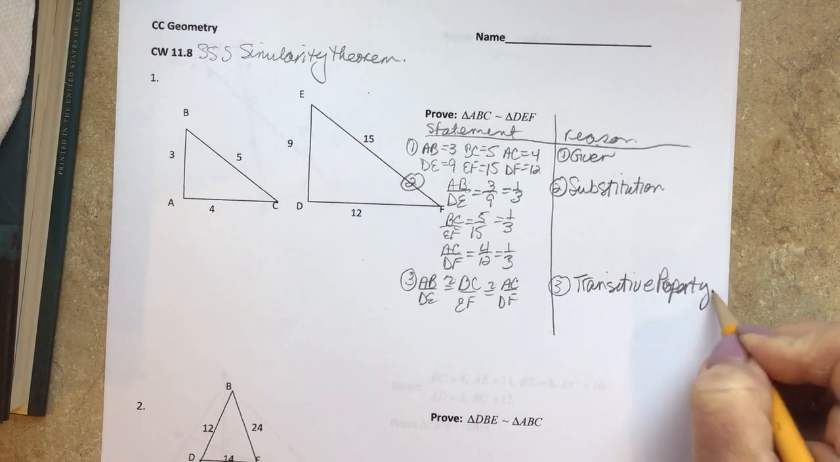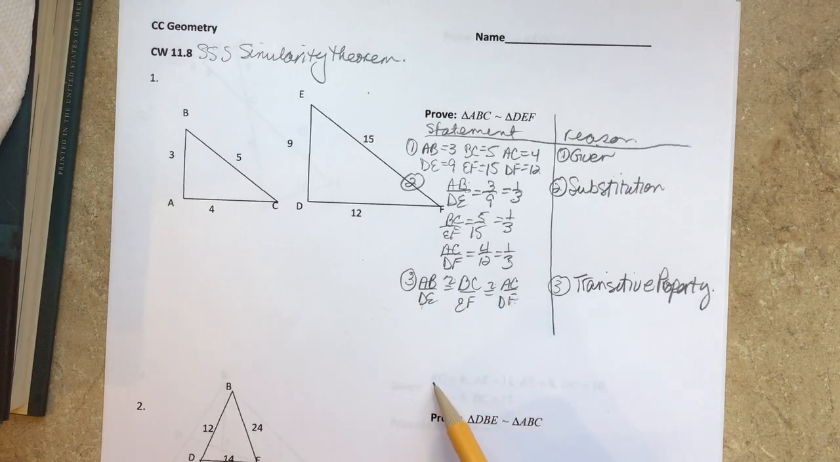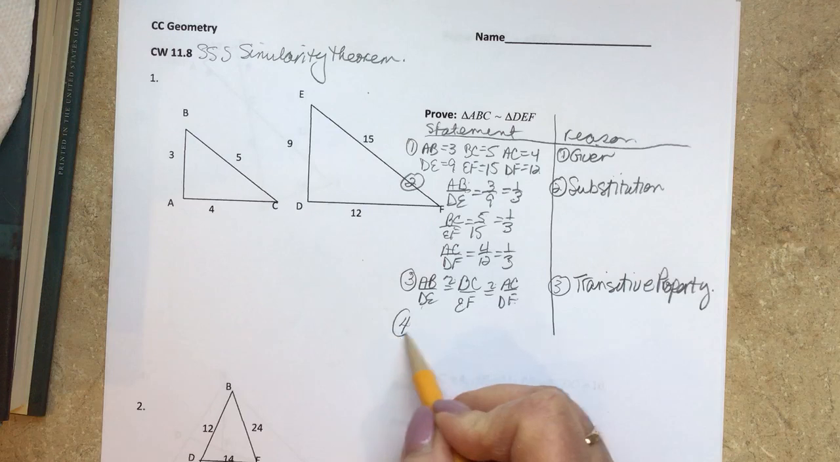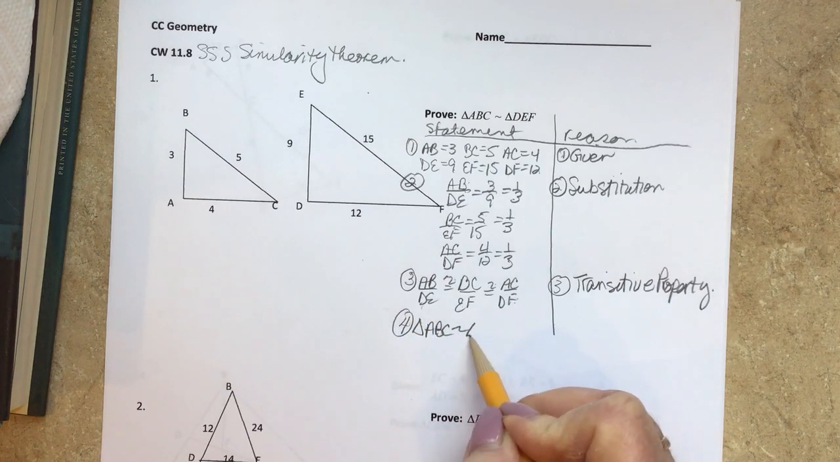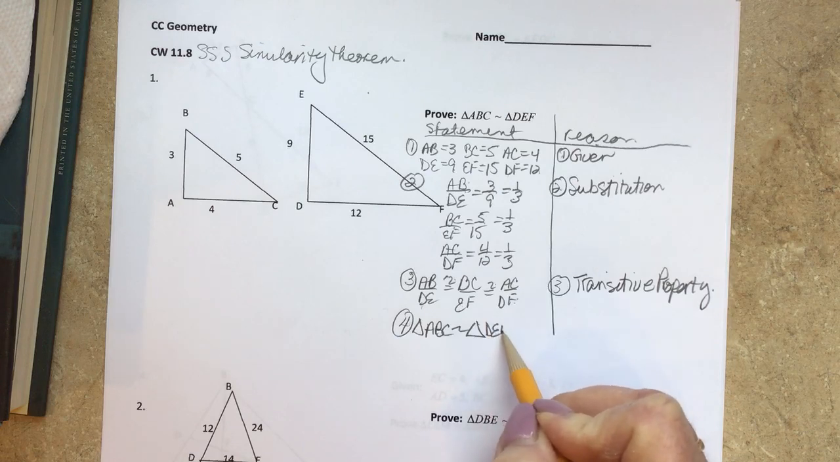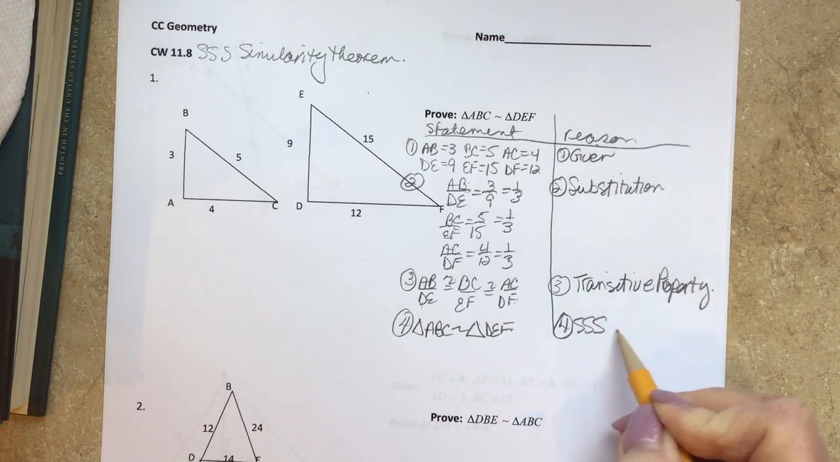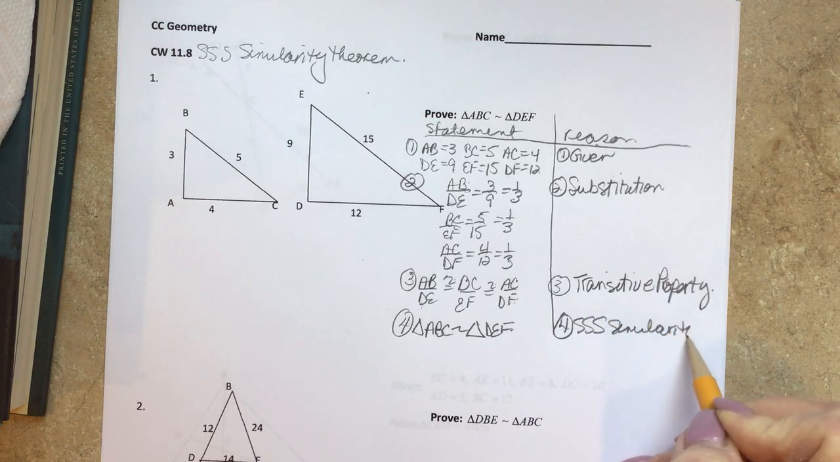All right, now that I showed you that all three corresponding pairs of sides are congruent, I can say that triangle ABC is similar to triangle DEF, and that is by the side similarity theorem.